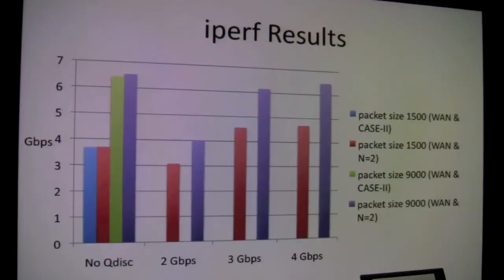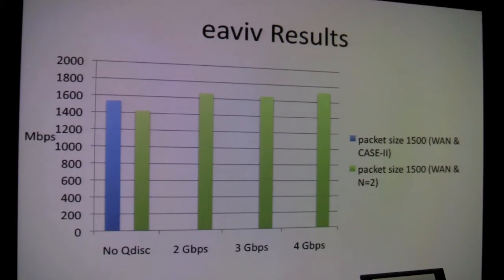And here are the IPOF results with and without the use of QDisc. And now let's check the eView results. Single sender sending data to a single receiver. As you've seen, the throughput with the use of QDisc of value 4 Gbps has increased. The increase is of 12%.